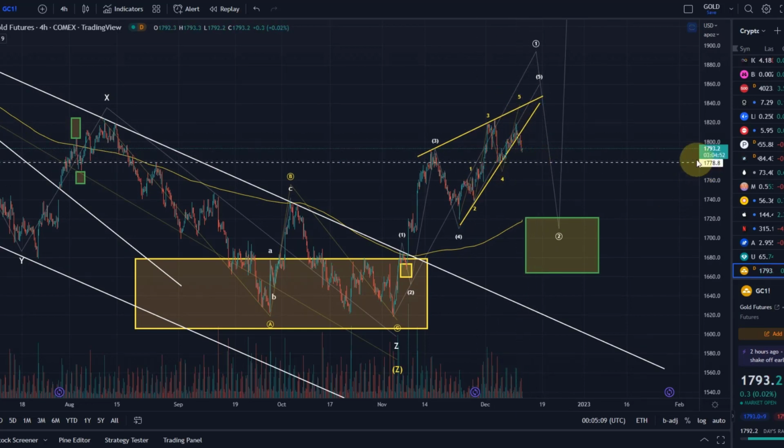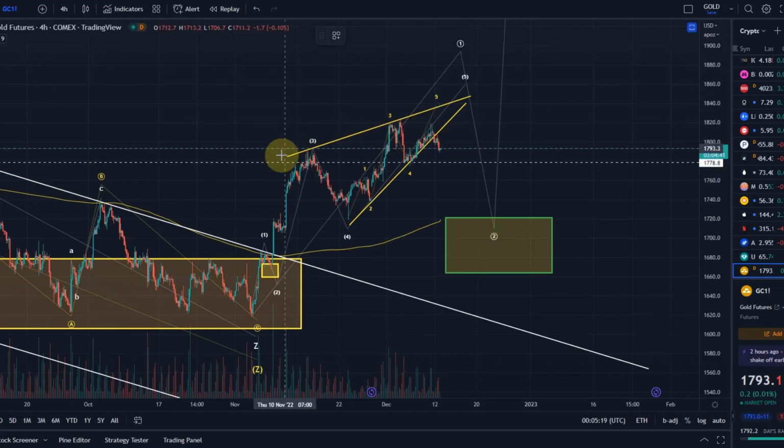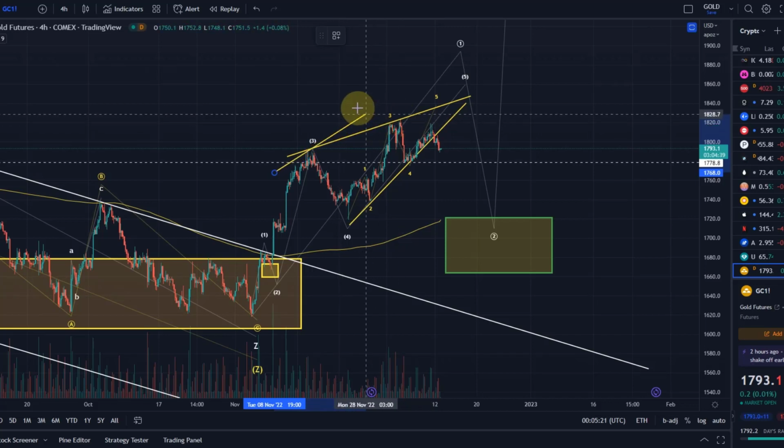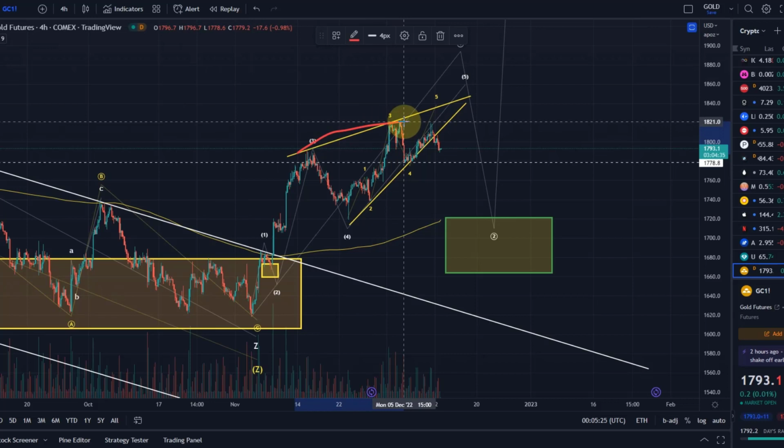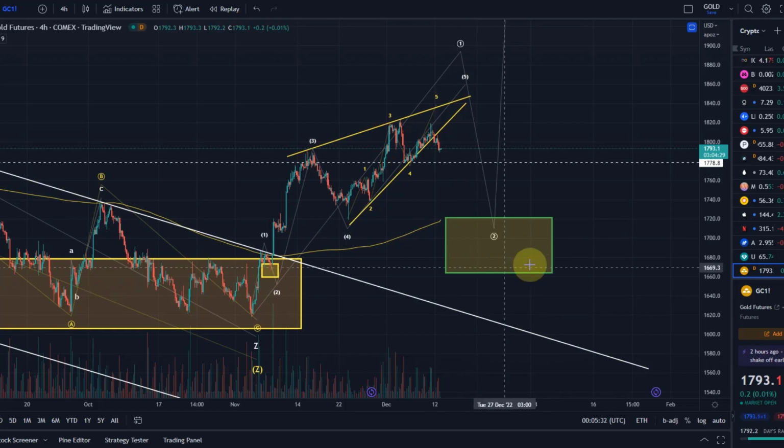But as soon as we go below this 1779 level, the previous wave 4 low, I have to assume that this uptrend is over, because then we are going to move into a downtrend. It would suggest that we are rolling over, a little bit like that, right? And it would take us most likely down into the green support area.